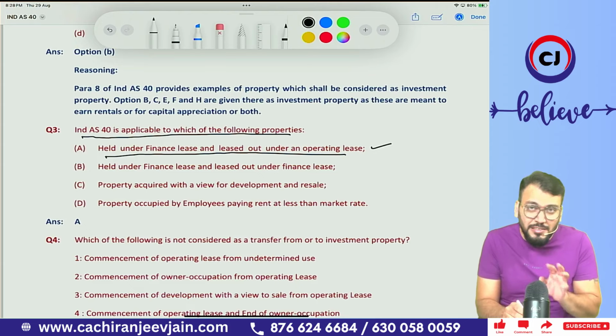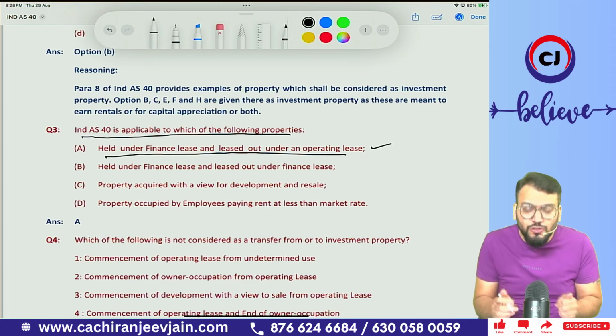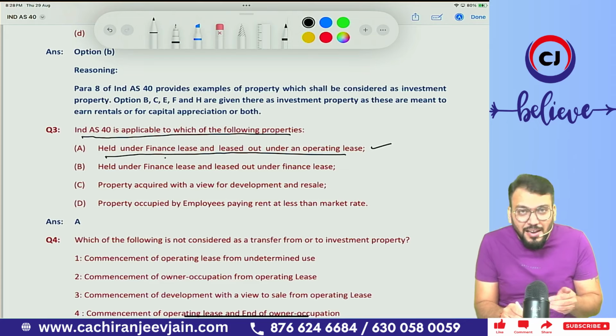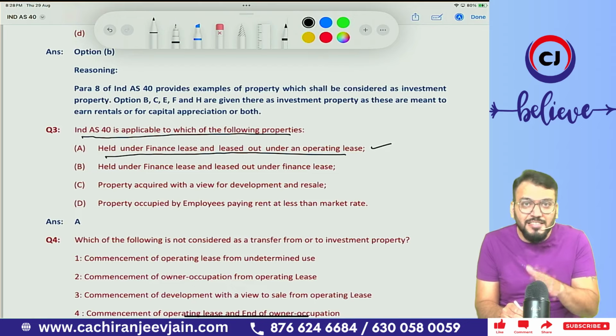However, now in the books of the lessee there is no finance lease and no operating lease, but we need to understand the options. It will be held under lease. Correct, now held under lease as a ROU asset.